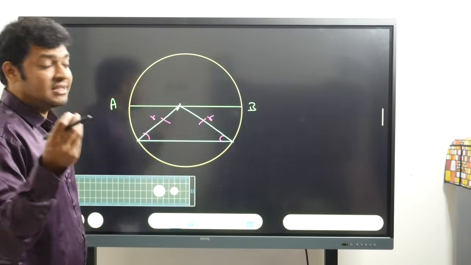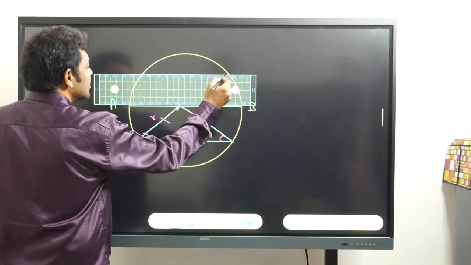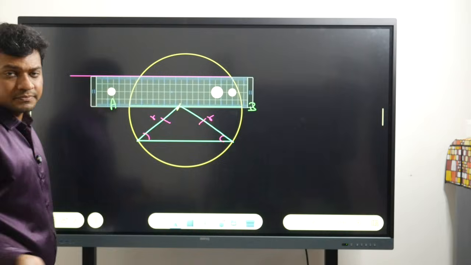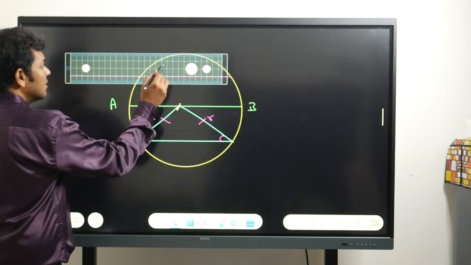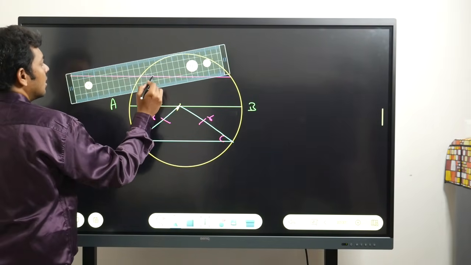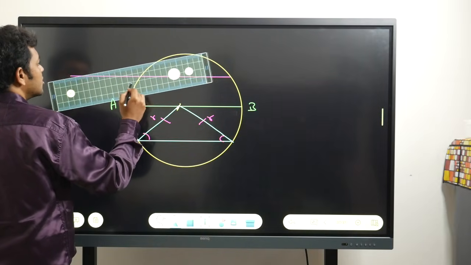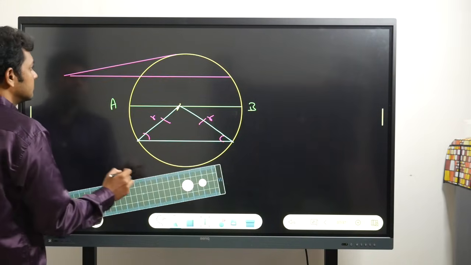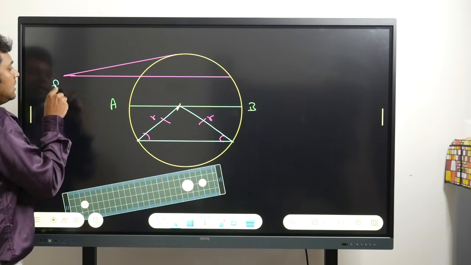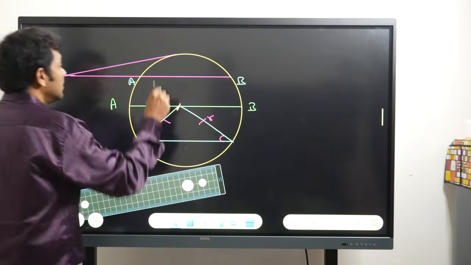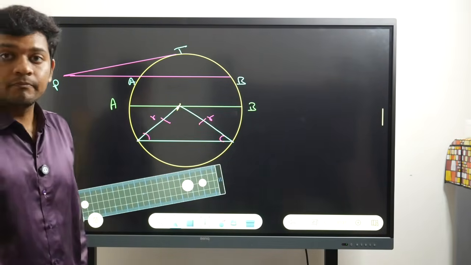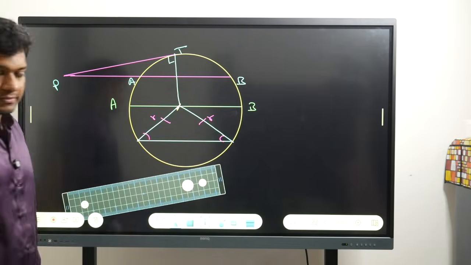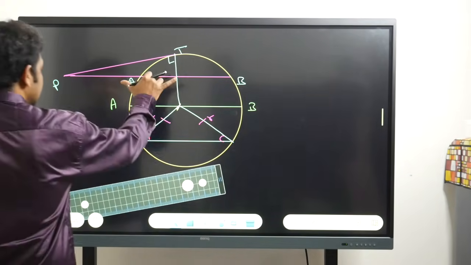Now, you know what a chord is, what a diameter is. There are also something called tangent and secant. What's a secant? A secant is nothing but a line, you extend a chord outside, it's a secant. A tangent is nothing but a line which touches the circle at one point. Say this is my tangent. So here PAB is a secant, whereas PT is a tangent. Now, a tangent is always perpendicular to the radius. So this is my secant, this is my tangent.